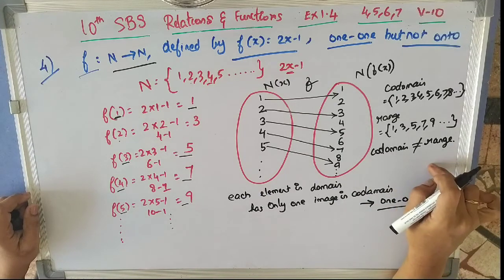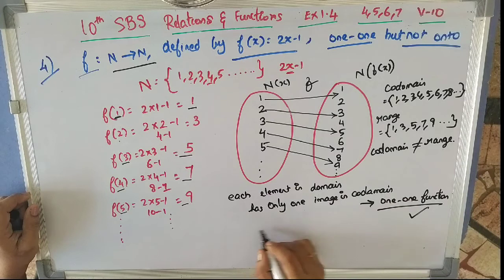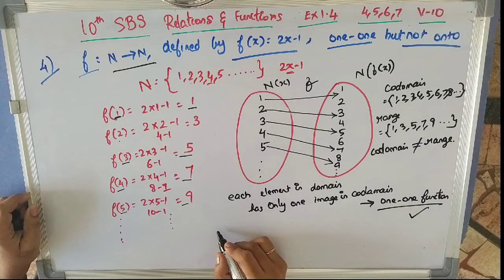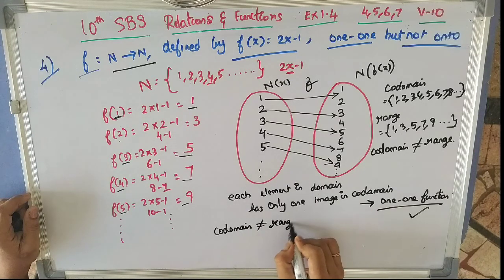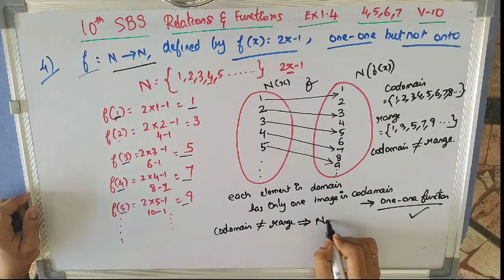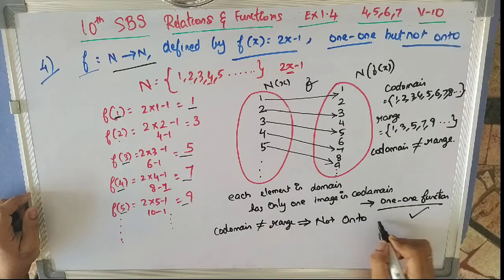Isn't it? So what does it mean? It is not an onto function. When codomain is not equal to range, it is not an onto function. It is an into function.